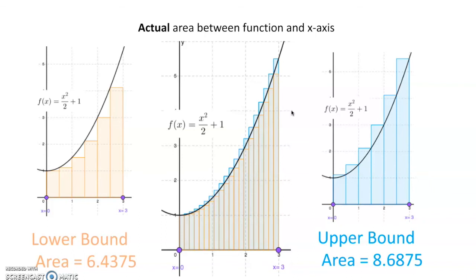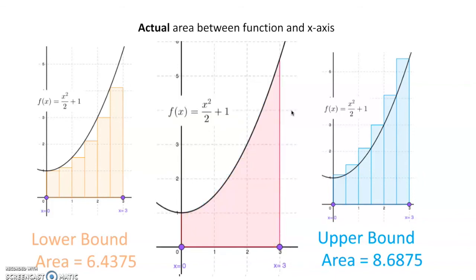Now imagine if you could do infinitely many rectangles. If you could do infinitely many rectangles, each rectangle would have a width that is infinitely small. And what you would end up with is a nice smooth area that would be the actual area under this curve. And that's what integral calculus is all about.